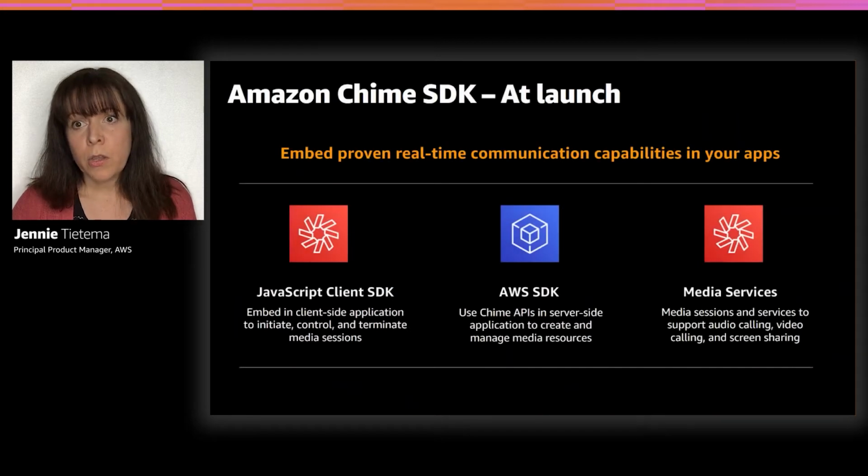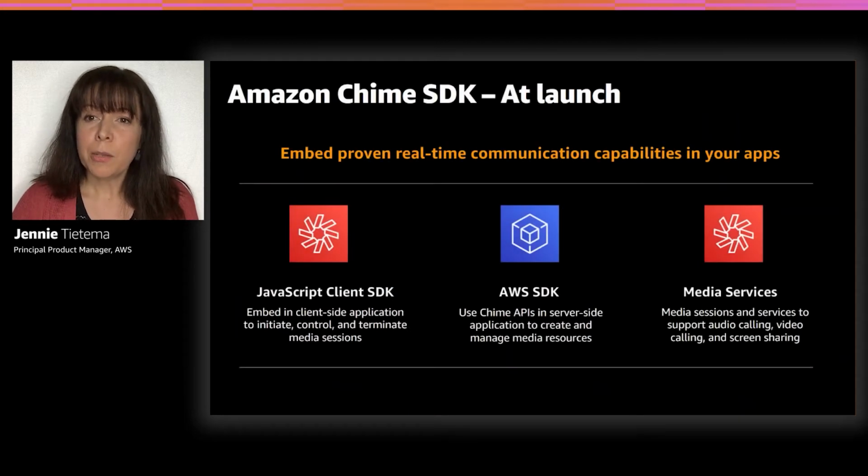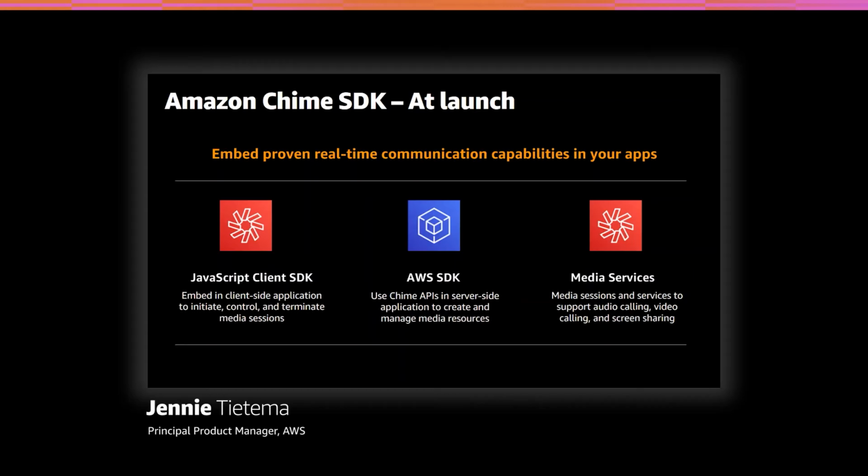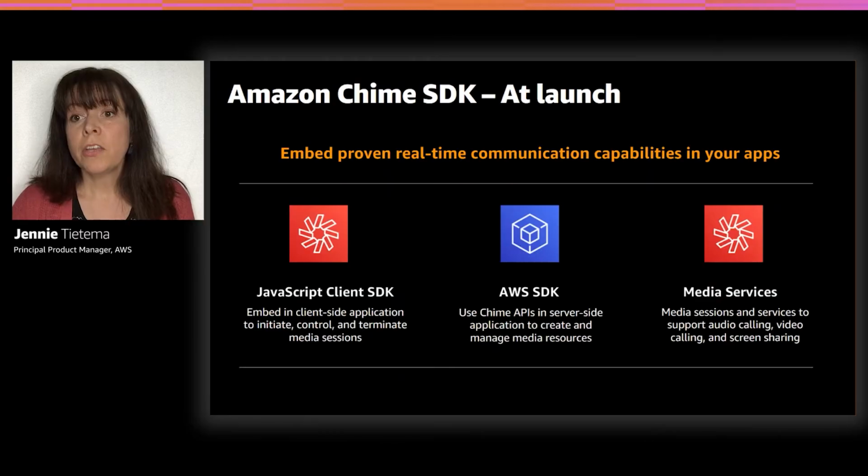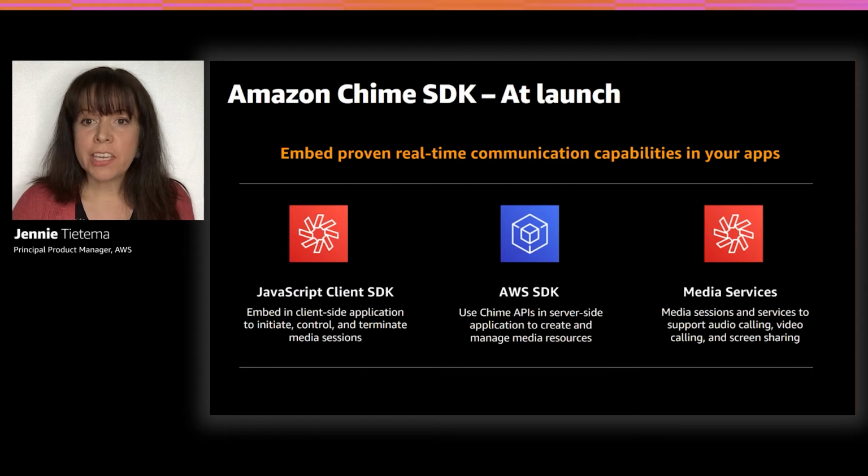Last year at reInvent, when the Amazon Chime SDK launched, it was essentially made up of three parts: the JavaScript client SDK to embed into your end-user application and provide you the foundation to build a user interface for audio, video, and screen sharing features. Second, the AWS SDK used to manage meeting resources in your AWS account. And finally, media services underlying each meeting resource that the client SDK can connect the media sessions to.